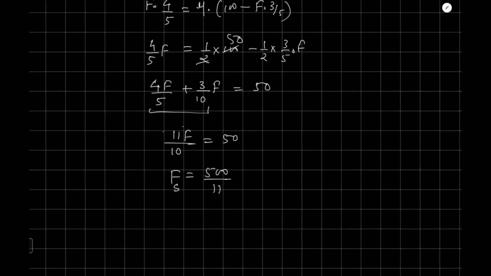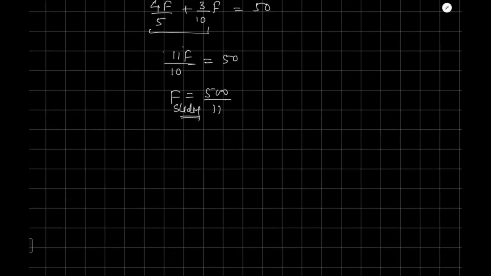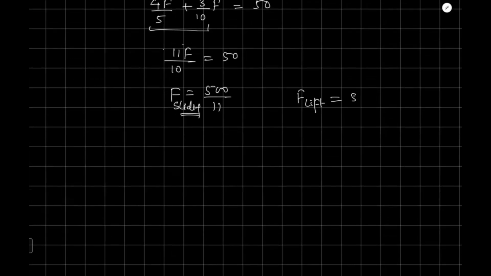So this force is for sliding. You can see the F for lifting was 500 by 3, and F for sliding is 500 by 11. So we can see here F for sliding is lesser compared to lifting, and we know our force is gradually increasing. So what happened?